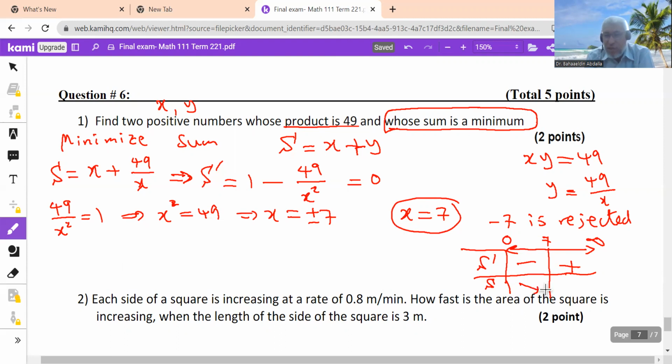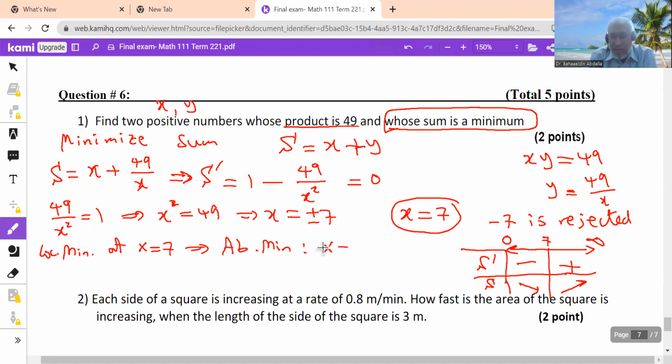So here the function is decreasing, here the function is increasing. So actually, I have a local minimum at x equals 7. And since it's the only local minimum in this interval, it would be an absolute minimum. So I have an absolute minimum at x equals 7.